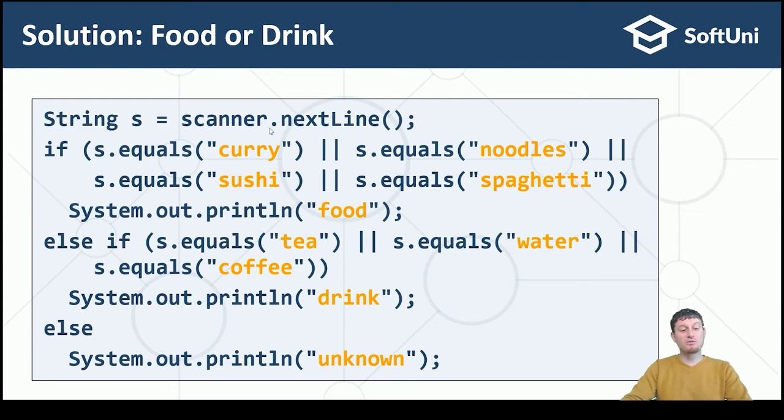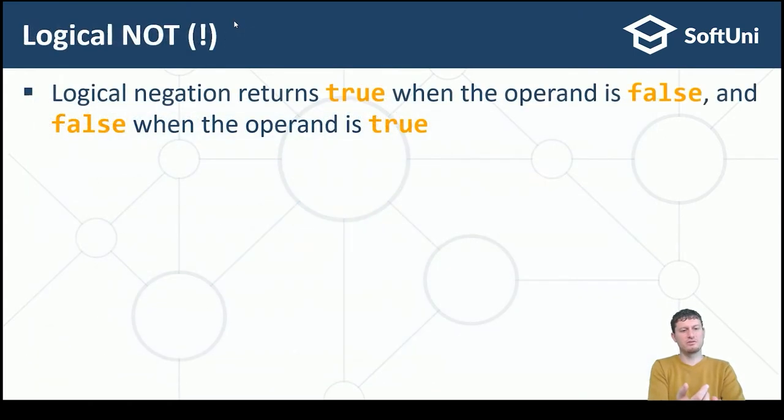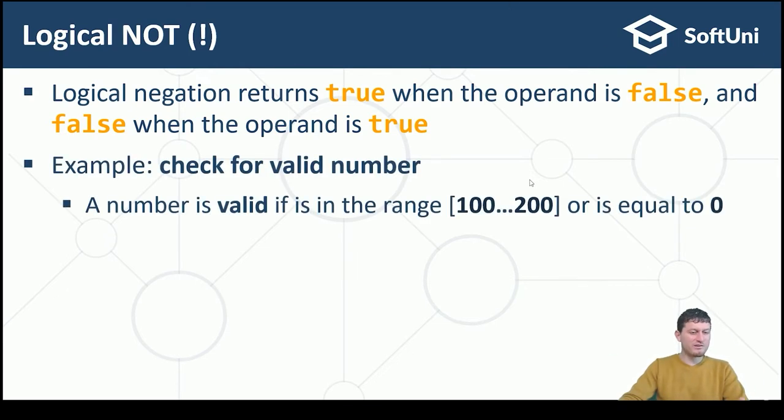Okay, so let's demonstrate the logical not. The logical negation, or not, returns true when the operand is false, and false when the operand is true. So it inverts the value.